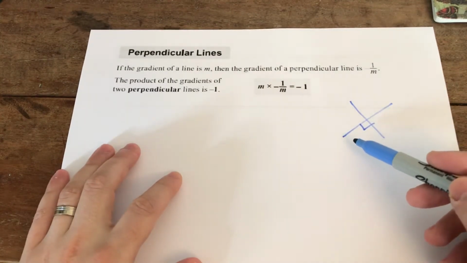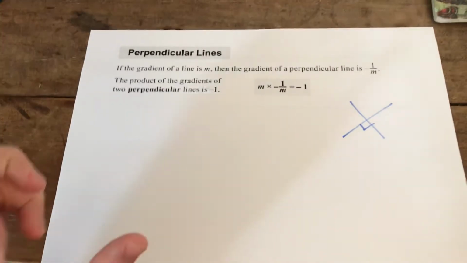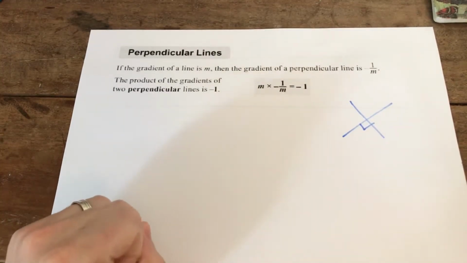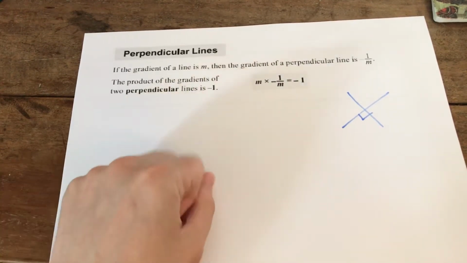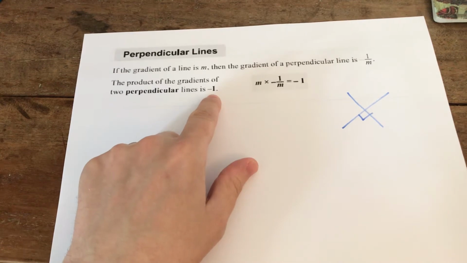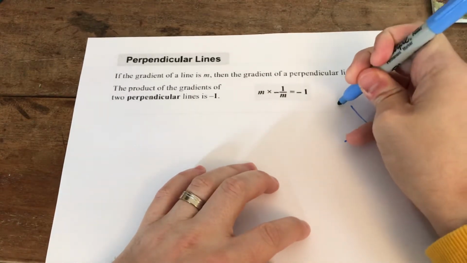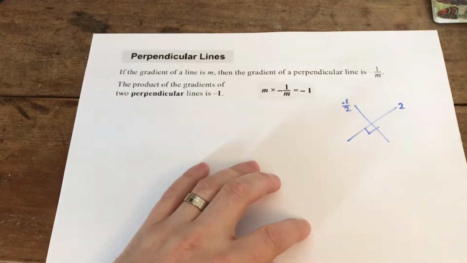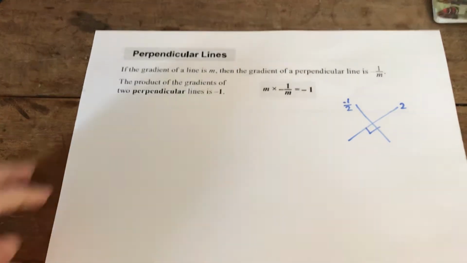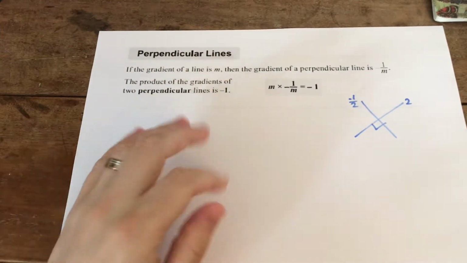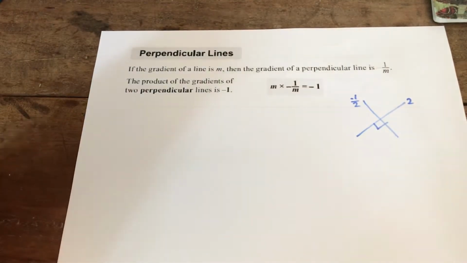Now what happens with our gradient is when we have parallel lines, our gradient is the same for each line. When we have perpendicular lines, the gradients of the two lines multiply together to give us -1. So for example, if the gradient of this line was 2, the gradient of this one would have to be -1/2 because 2 times -1/2 gives you -1. We work that out by getting the gradient of a line and finding the negative reciprocal.